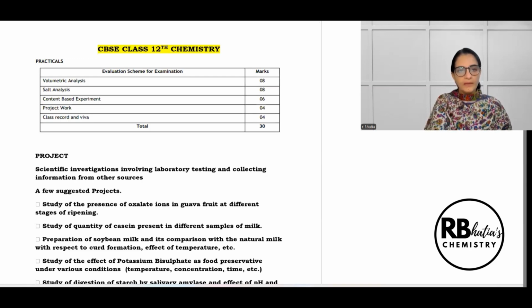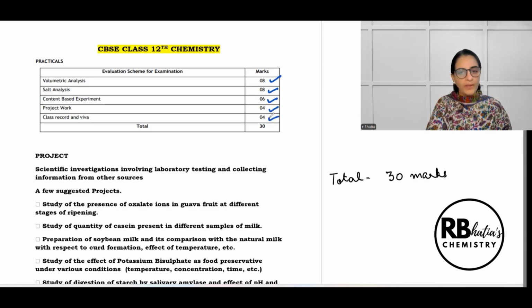First, I hope that you already know about the total weightage of marks. The total practical exam is for 30 marks weightage. Your theory is 70 marks. Practical exam is of 30 marks, out of which the distribution of marks is: volumetric analysis, 8 marks, salt analysis, 8 marks, content-based 6, project work 4, class record and viva 4 marks, and total marks are 30.